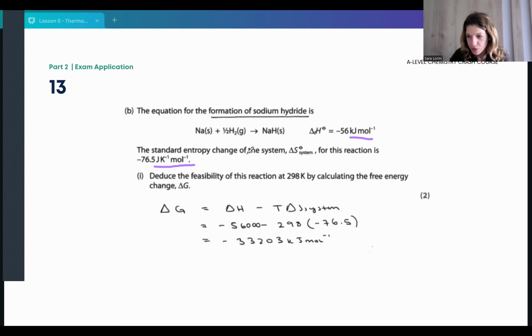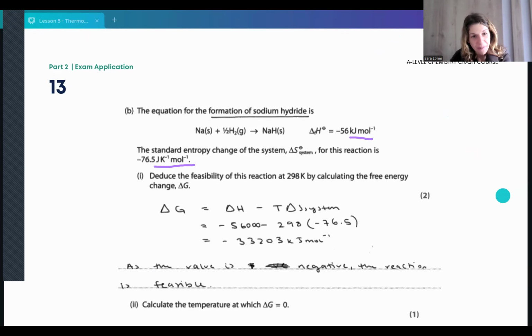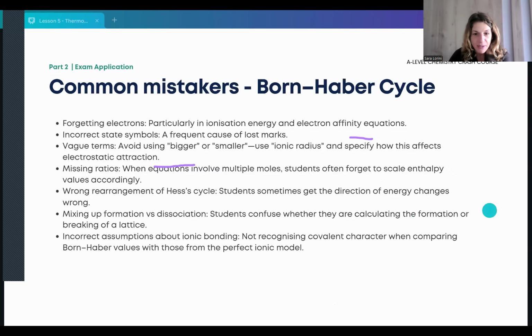And you see kilojoules and joules, of course, so you're going to have to change the entropy into kilojoules as well. Okay, good. And in terms of the feasibility, it is correct in this case because it's negative, but it's just the value that is wrong. Again, units are extremely important. Okay, and I think that's okay.